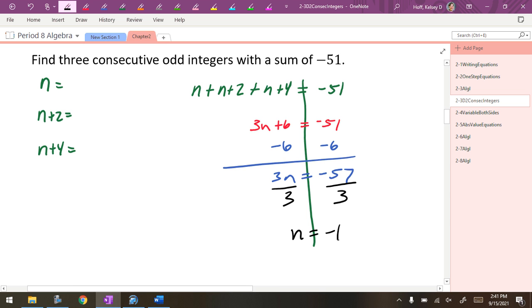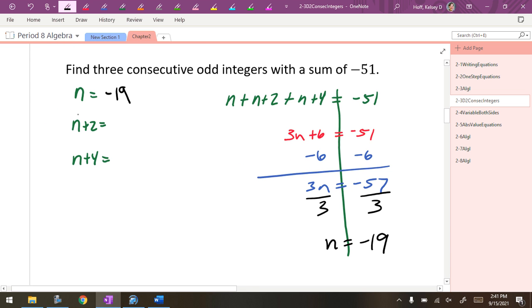But Miss Hoff, you said we were only going to deal with integers today. That is an integer. Yes, you can have negatives, but they should always be whole numbers. So n is negative 19. N plus 2, negative 17. N plus 4, negative 15. Are you sure? Or are you just assuming? That's fair. All right.